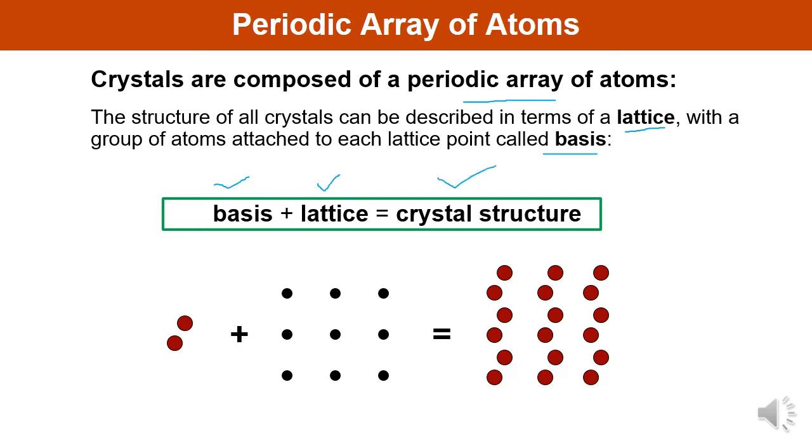The same is represented in this particular diagram. See, this is the basis and a lattice, and it gives you the crystal structure. So this is how the atoms can be arranged in the form of a periodic array.